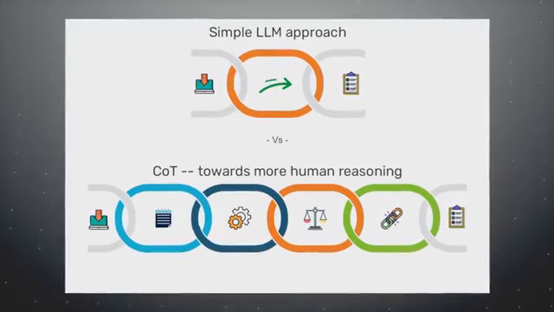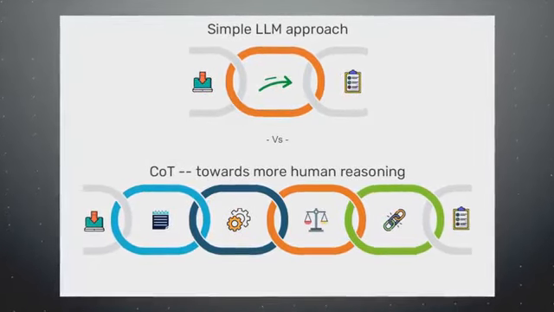Okay, so the R1 model uses the chain of thought prompting approach, which basically encourages the AI model to break down the reasoning into simple to understand steps. This isn't new, but DeepSeek R1 does this really well.